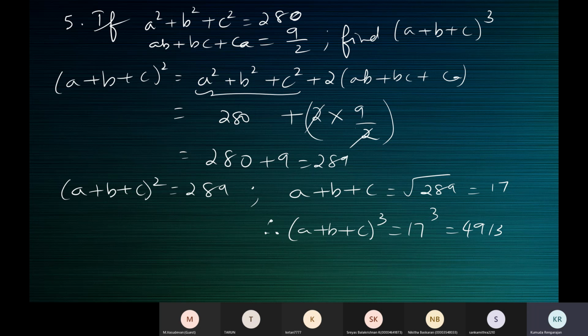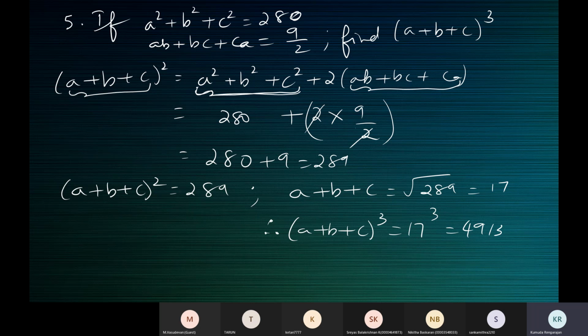So again, we have to make use of this identity. In this identity, we have three expressions. We have a plus b plus c, we have a square plus b square plus c square, and we have ab plus bc plus ca. Of these three expressions, we know the values of two of them.